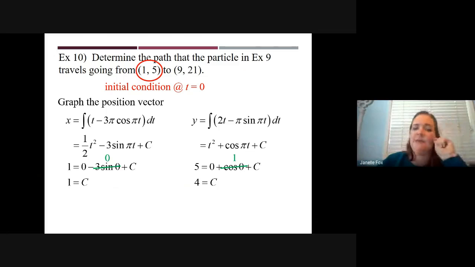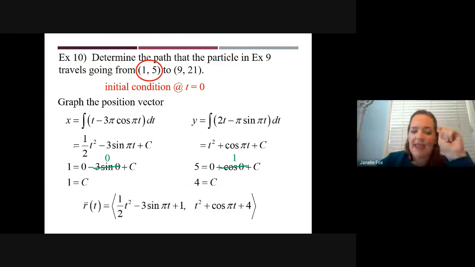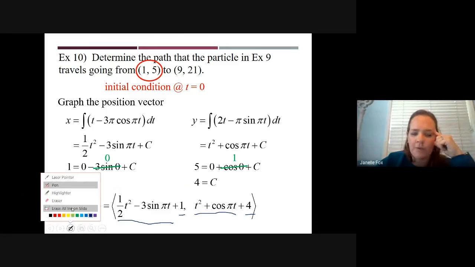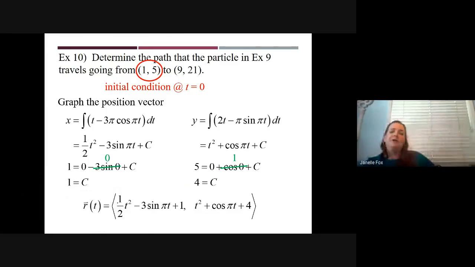So what we got is the position vector is the antiderivatives, right? Here's your antiderivative, and then plus c, the antiderivative, and then plus c for each of these guys. And then let me just read it off to you. It's 1/2 t squared minus 3 sine of pi t plus 1, comma, t squared plus cosine of pi t plus 4 in the vector parentheses as your position vector.